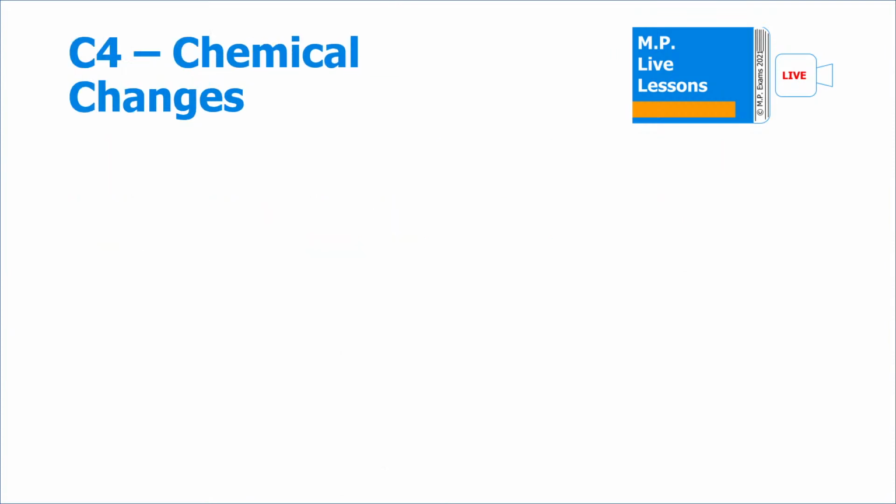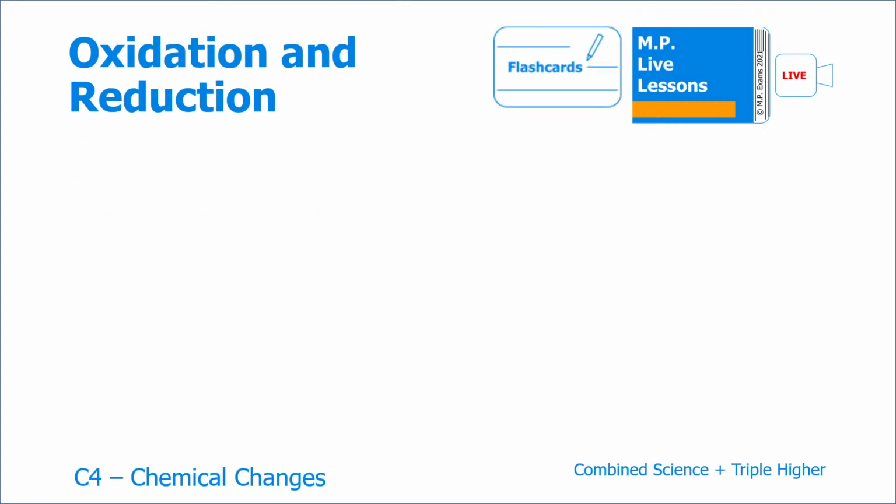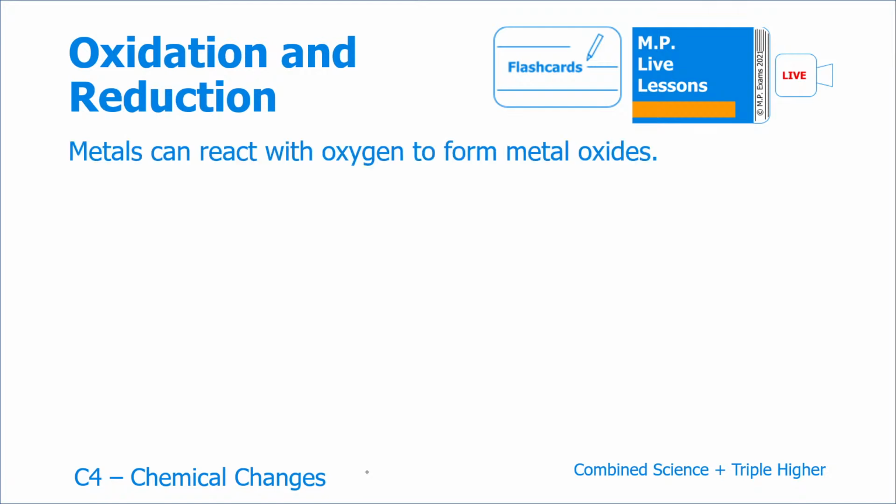And that's mainly it for the combined and a bit of triple with the quantitative chemistry. Now we have an overview for topic 4, which is the reactivity series, reactions with acids, electrolysis, and a few required practicals. Now first, we need to know about oxidation and reduction as well. So metals can react with oxygen to form metal oxides.